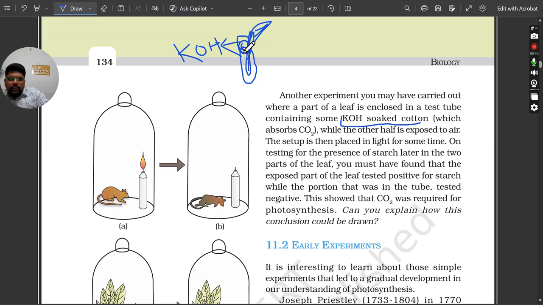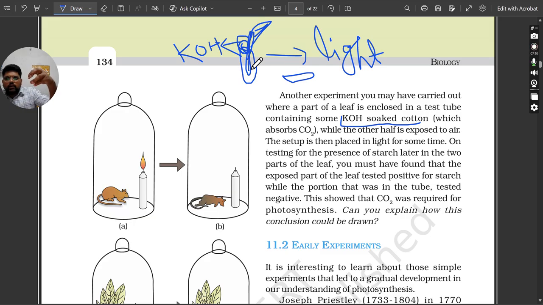Later they kept this whole setup in the light, and after some time they checked for starch, using the same iodine test. It was very exciting to see that only the exposed part of the leaf turned blue to black, and the part inside the test tube didn't change color. So what does it really indicate?